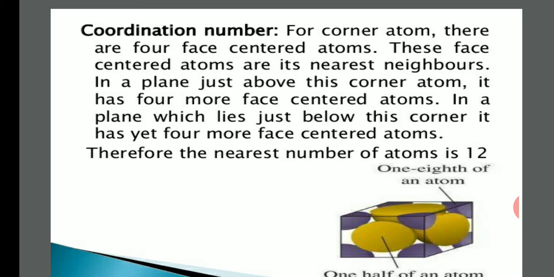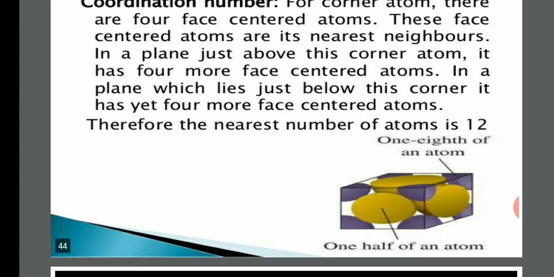Coordination number: for a corner atom, there are 4 face center atoms, and these face center atoms are its nearest neighbors. In a plane just above this corner atom, it has 4 more face center atoms. In a plane which lies just below this corner, it has 4 more face center atoms. Therefore, the number of nearest neighbors is 12.